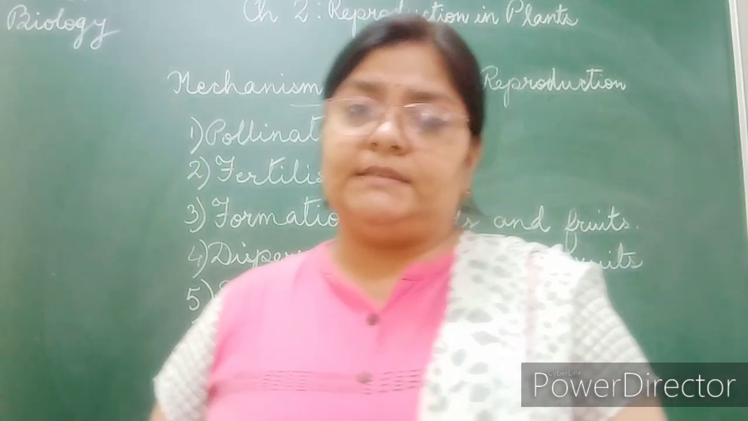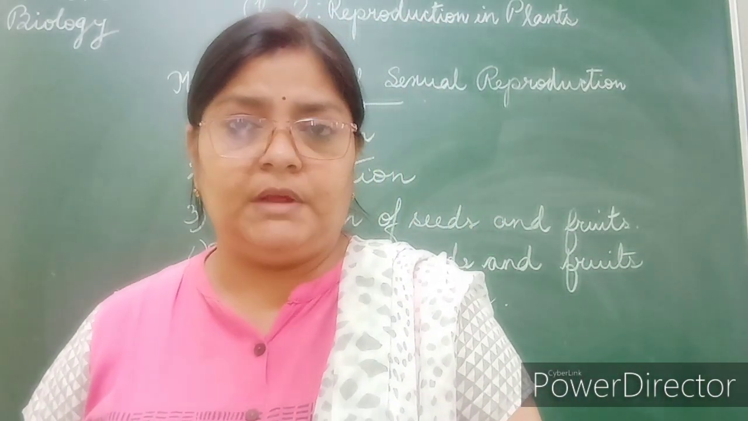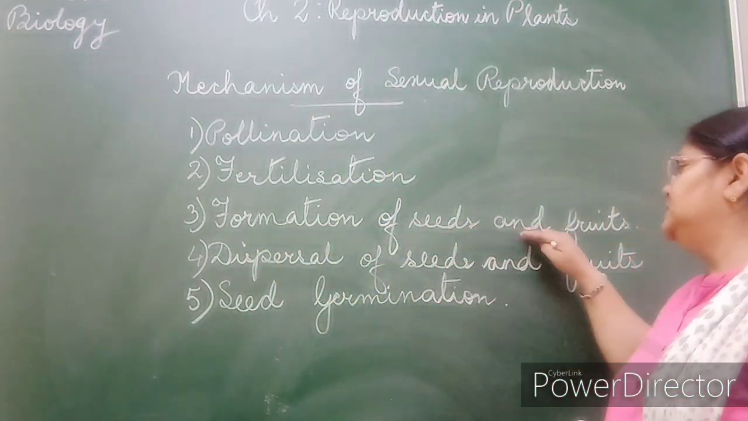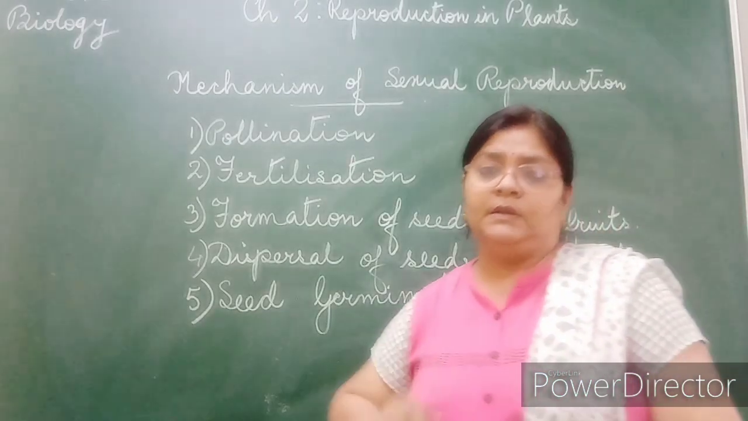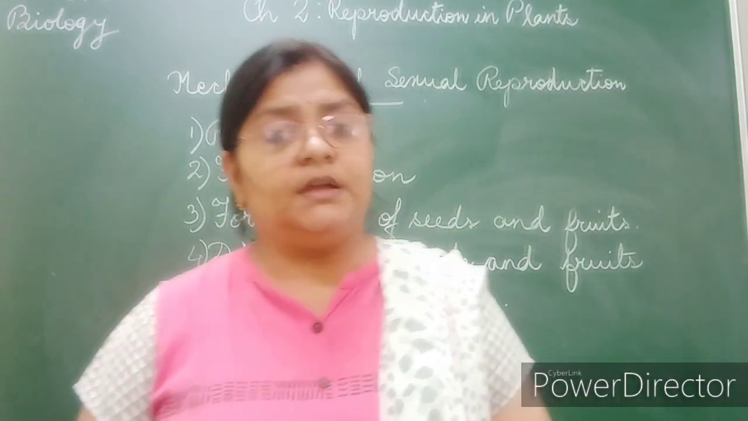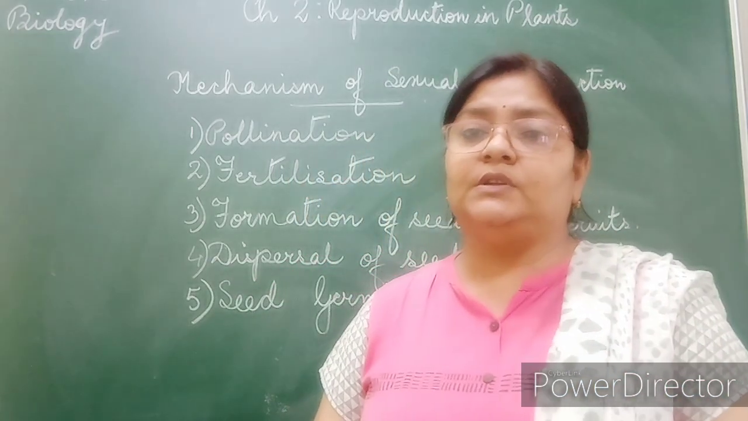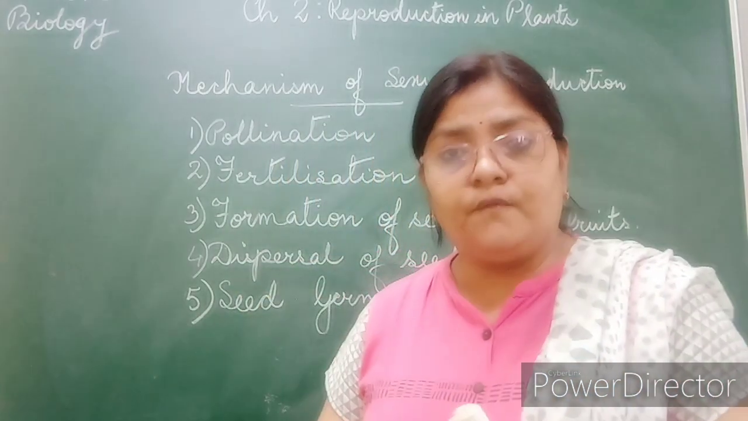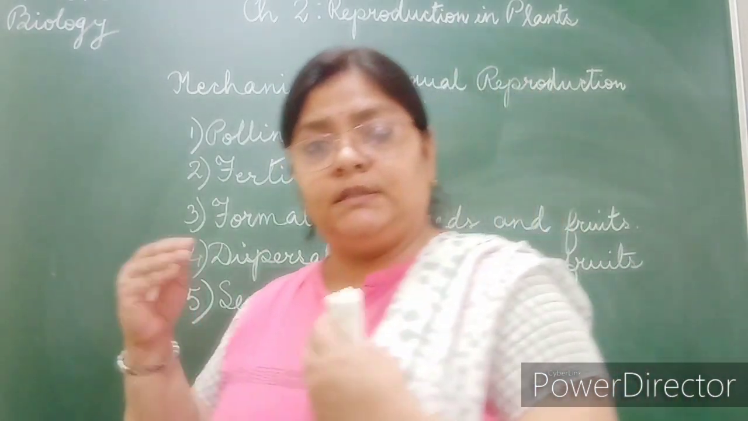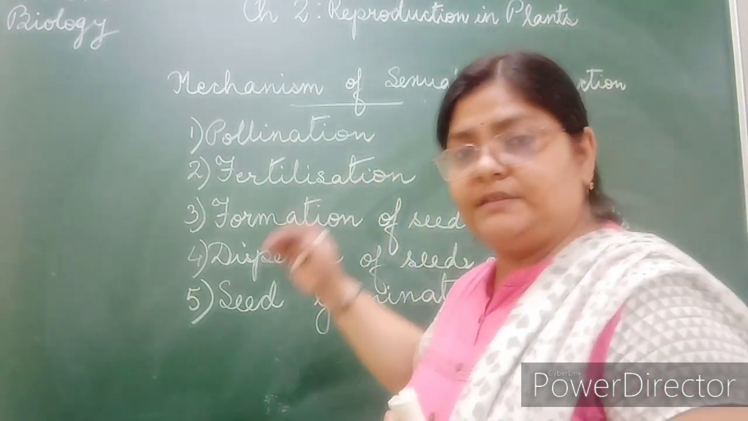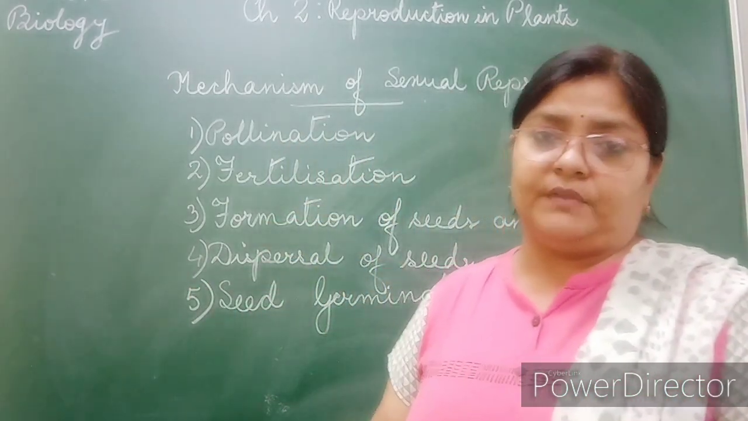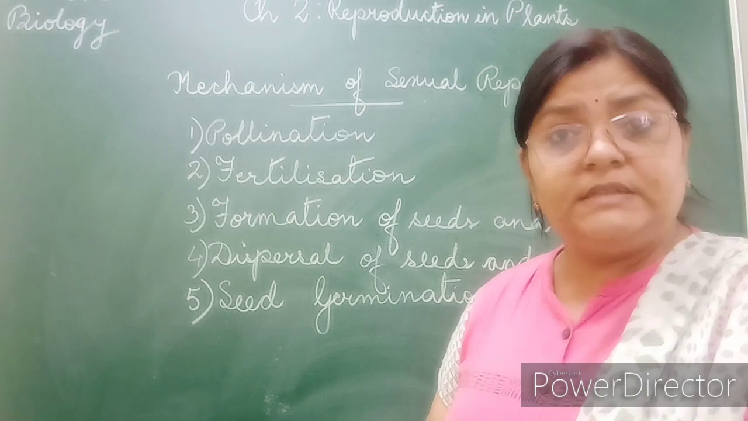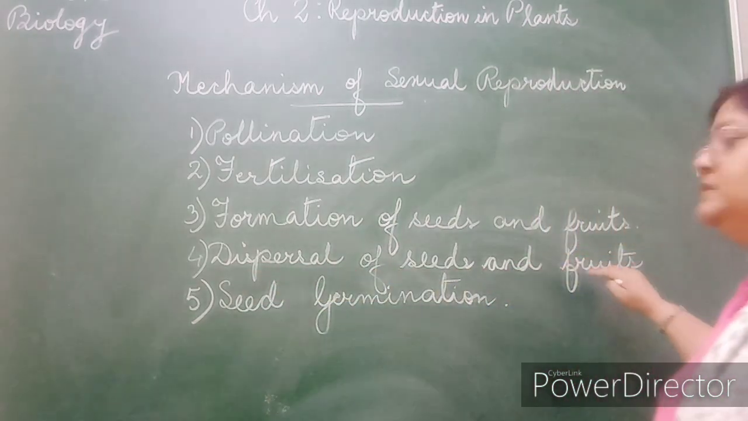Now, after fertilization occurs, after the fusion of the male and the female gamete, then comes the next step, that is formation of seeds and fruits. Once the fertilization has occurred, the ovule transforms into a seed, and the ovary changes into a fruit. So this mechanism that happens after fertilization is the formation of the seeds and the fruit. After the formation of the seeds and the fruit, what is necessary? Dispersal of seeds and fruit.